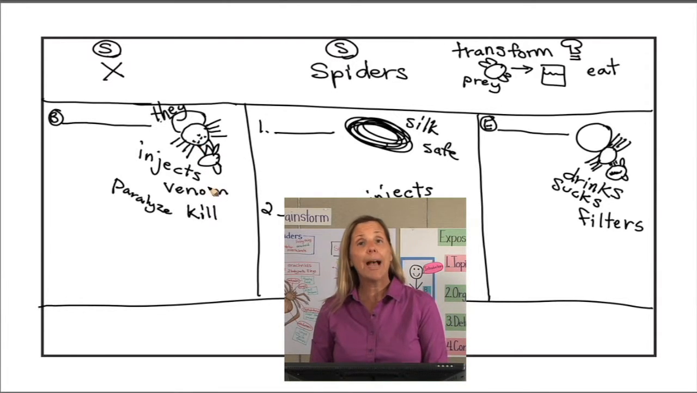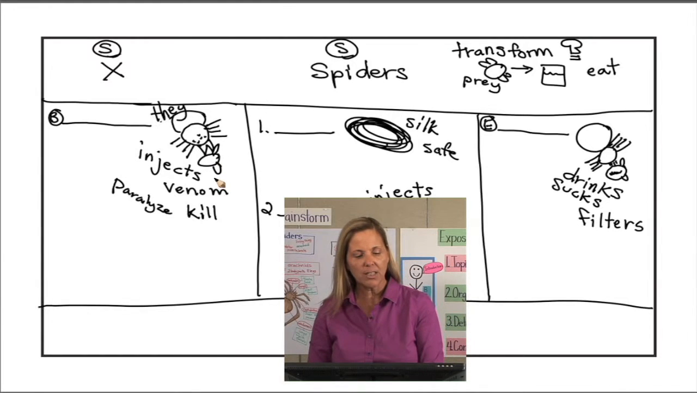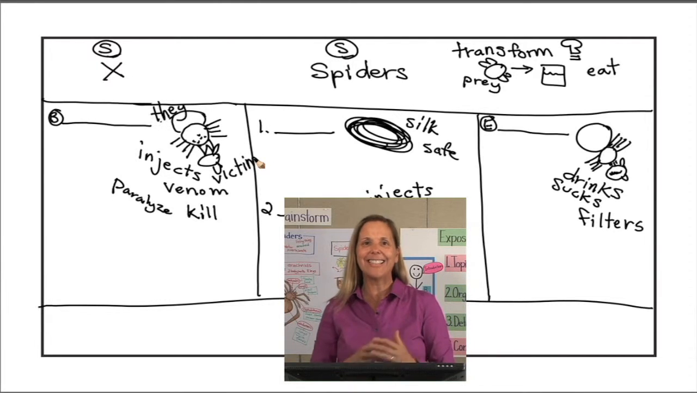So we could go back and look up the word prey in our thesaurus, or we could just, as a group, think of different ideas for prey. In this case, we looked it up in the thesaurus and we came up with the word victim. That's a good one. Let's go back now and say our sentence.